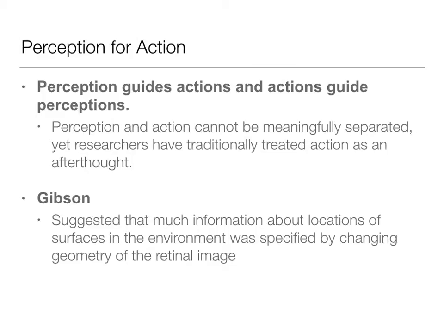And work by Gibson really suggested that much of the information that we have about different locations and surfaces, about our environment, is specified by the changing geometry on our retina. So how that retinal image moves and changes, according to Gibson, he was the first one to really say that's what we were getting information about locations and surfaces, that it was coming through this kind of movement, and that then that was enabling action.